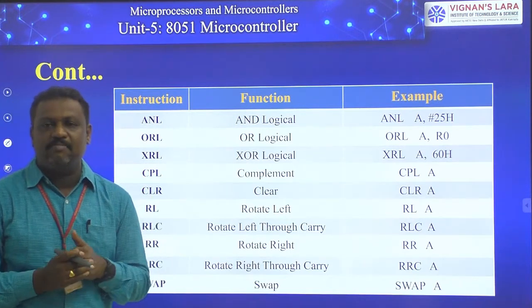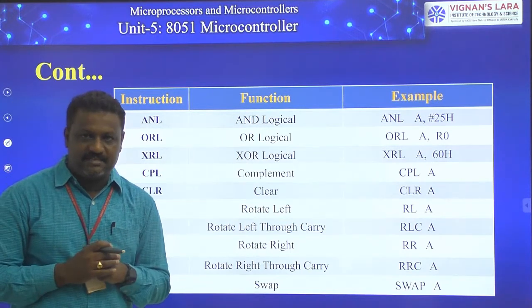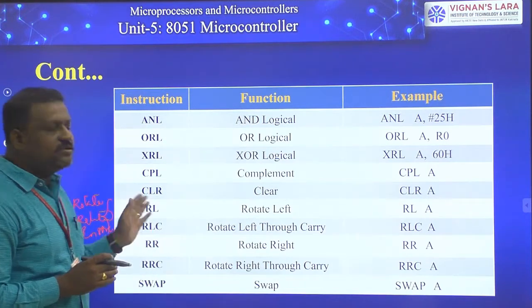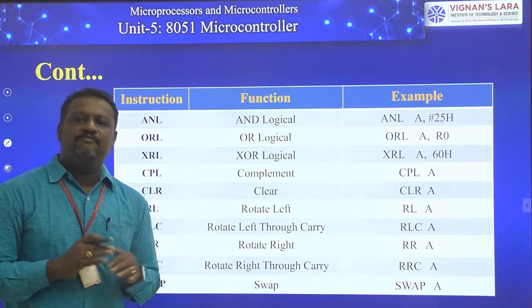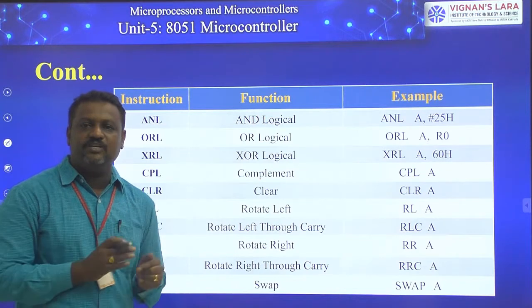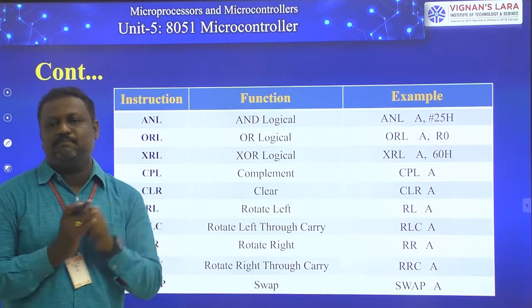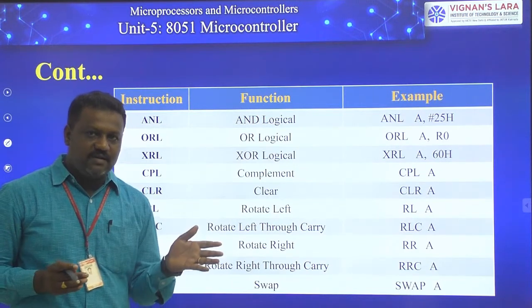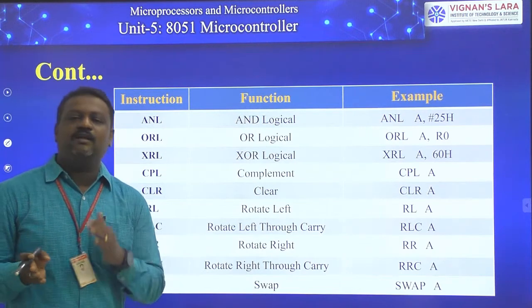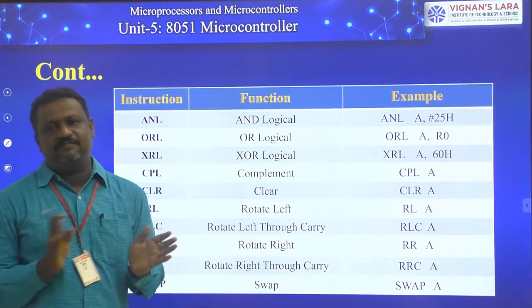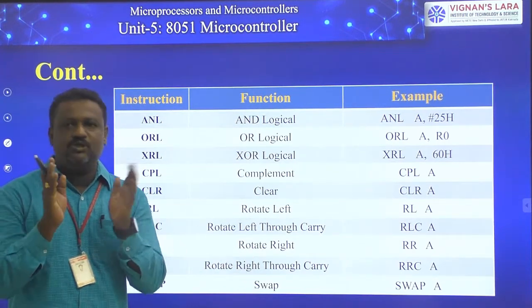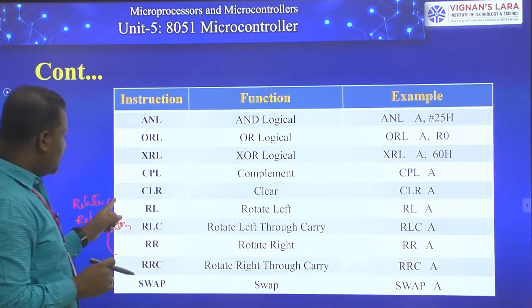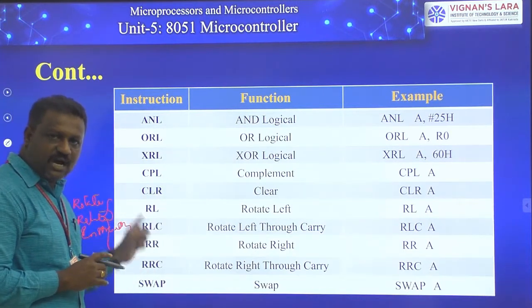That is number 1. And number 2 is, in case of these rotate related instructions, we can rotate the content of accumulator only by 1 bit position, either to the right side or to the left side, either right side through carry or left side through carry. That you have to remember. Now, I start with my first instruction, that was RL.